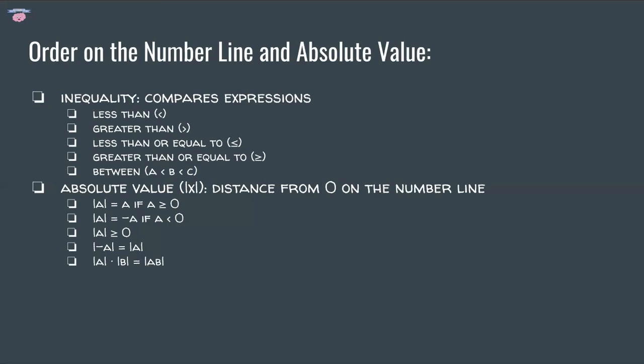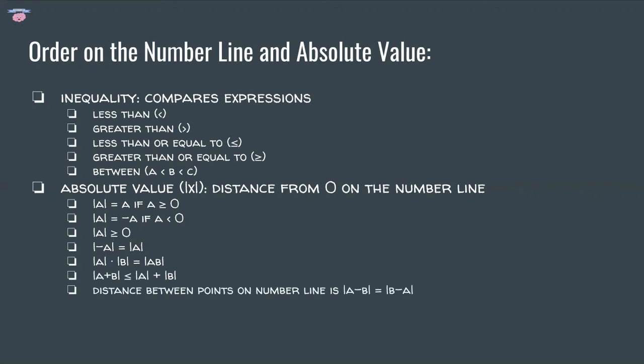Other properties: the absolute value of a times the absolute value of b is equal to the absolute value of a times b. And the absolute value of a plus b is less than or equal to the absolute value of a plus the absolute value of b. This is known as the triangle property.